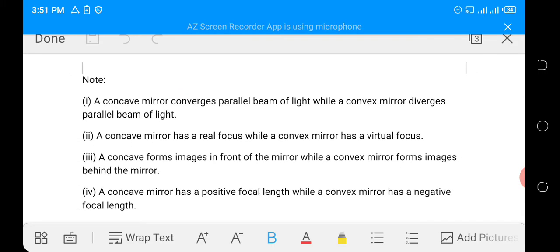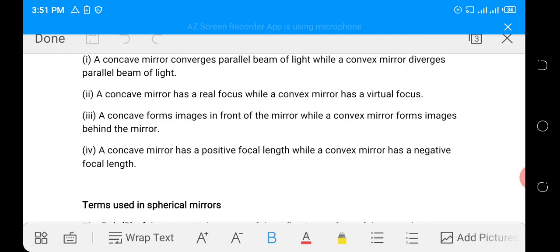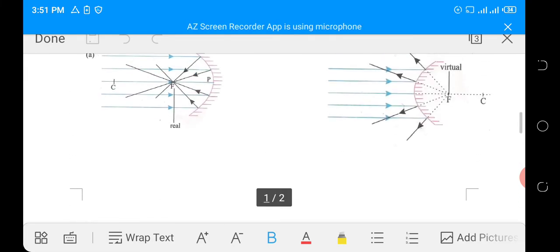Let's go to point number 3. A concave mirror forms images in front of the mirror, while a convex mirror forms images behind the mirror. Point 4. A concave mirror has a positive focal length, while a convex mirror has a negative focal length. What is a focal length? Focal length is the distance between the pole of the mirror and the principal focus. So let's go back to the diagrams.